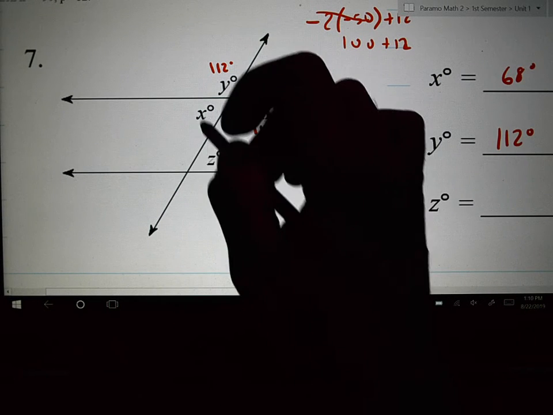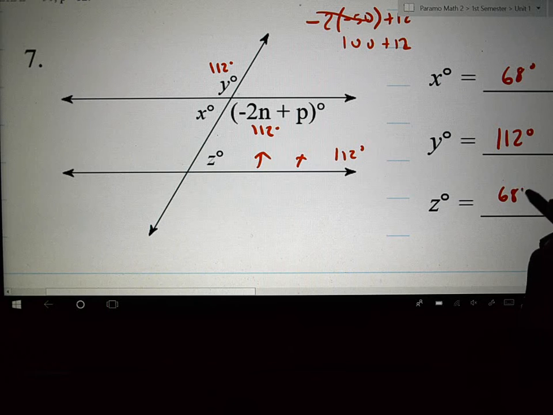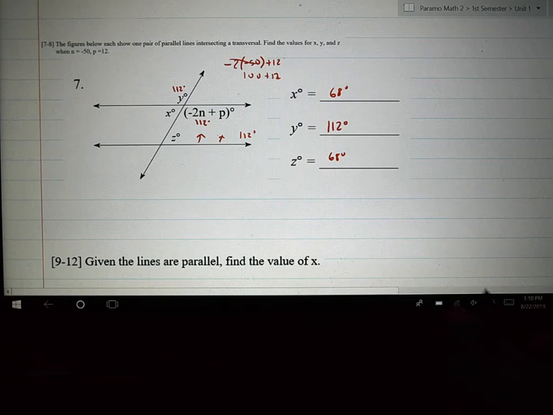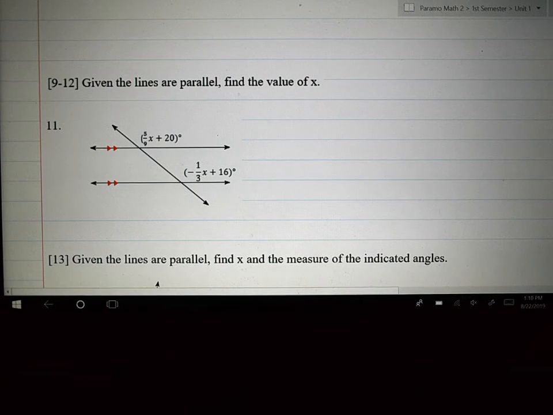And then the acute ones will be the same as well. So I think we got all the way to 7. I don't know if we got to 11. Did we get to 11? Yes or no? Do you have 11 done for you guys or no? Yeah. Okay.